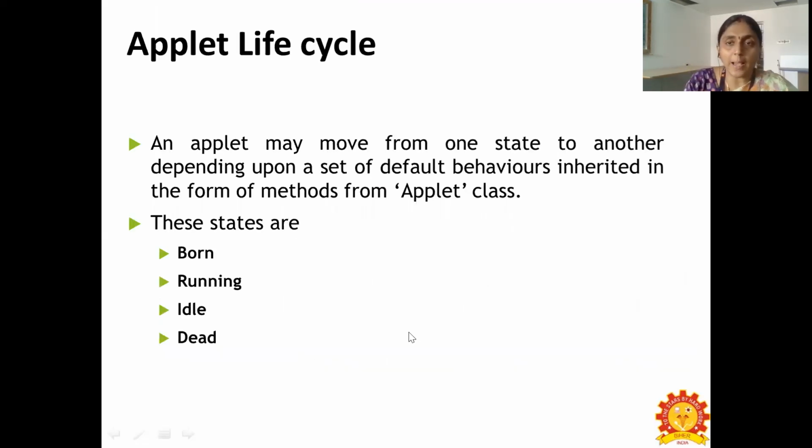So now we will see the applet life cycle. An applet may move from one state to another depending upon the behavior at each phase. We are just differentiating the states evolved at each transition. So the first state starts with the born state, followed by the running state, and the applet can go to the idle state and finally the dead state. So these behaviors are inherited in the form of methods from the applet class.